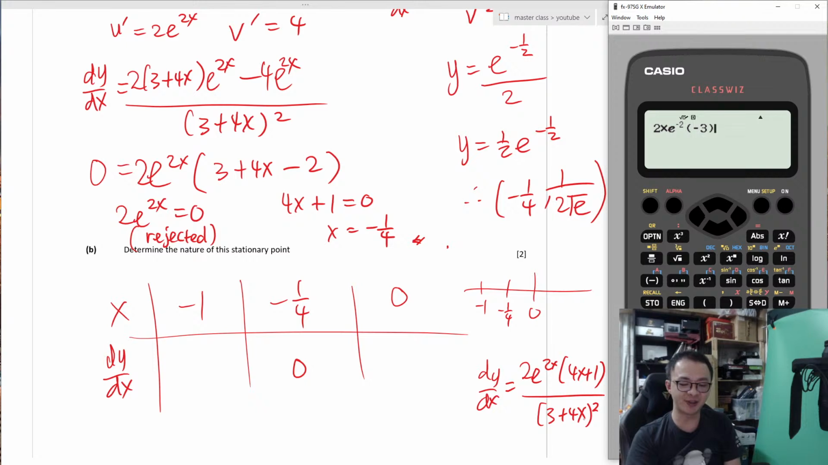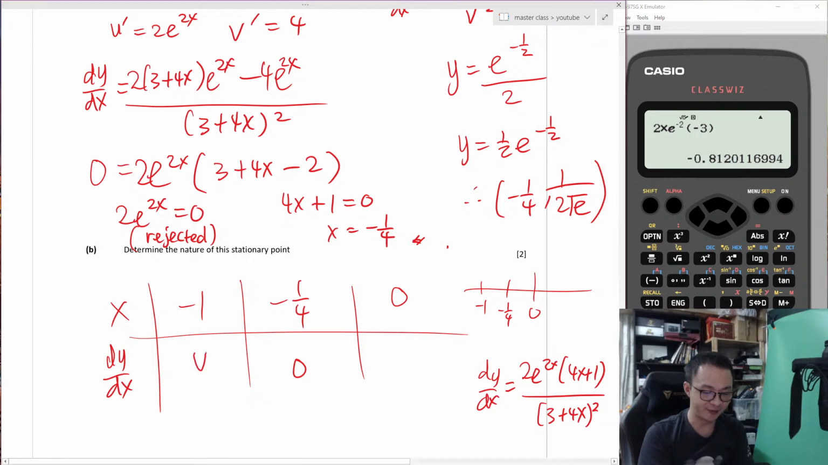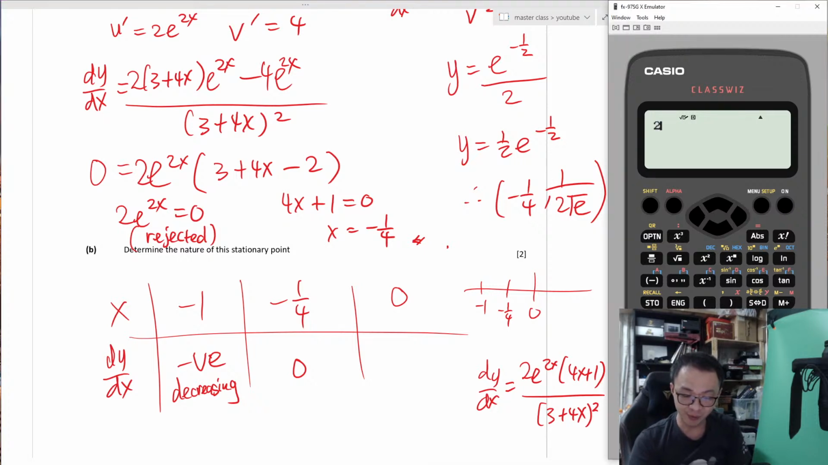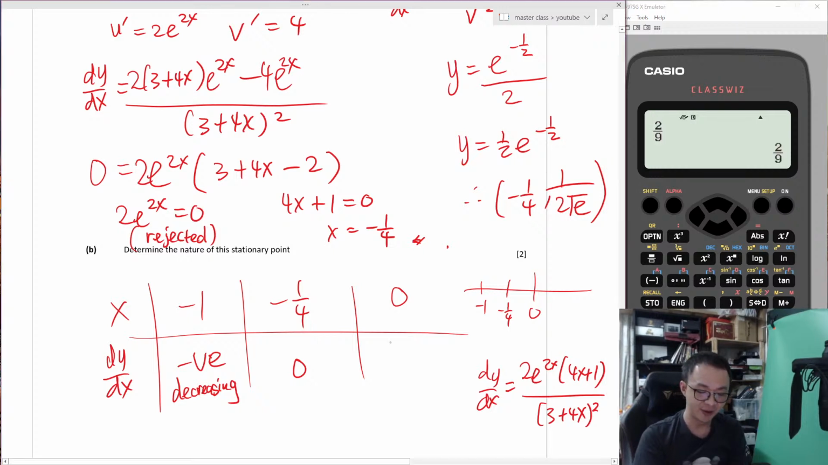Bottom is 3 minus 4 square, so it's 1, so it's fine. So here I have the negative value, or we can say it's decreasing. Then here I sub the 0 into the equation, see what happened. Become 2 multiply 1, then divided by 3 square, divided by 9. So it's positive value. So this is increasing.